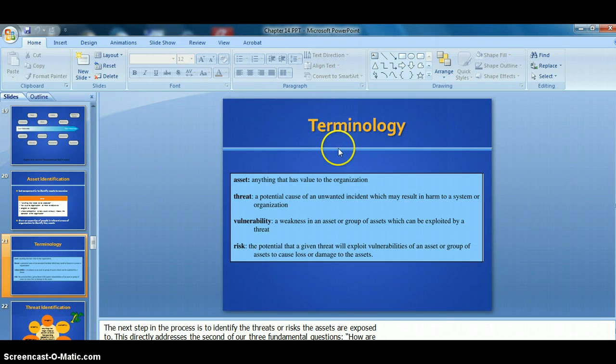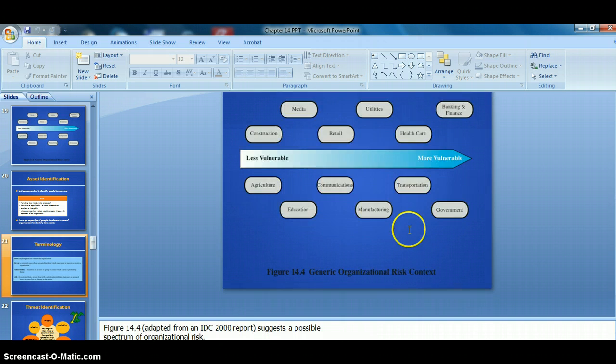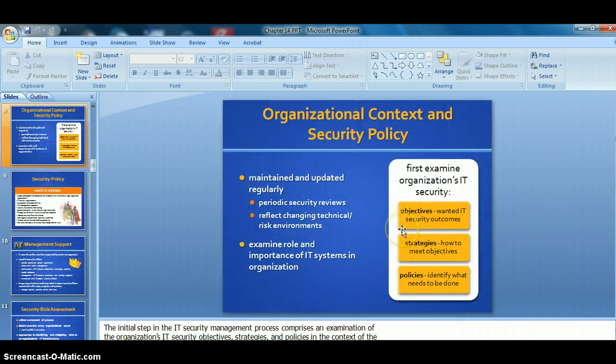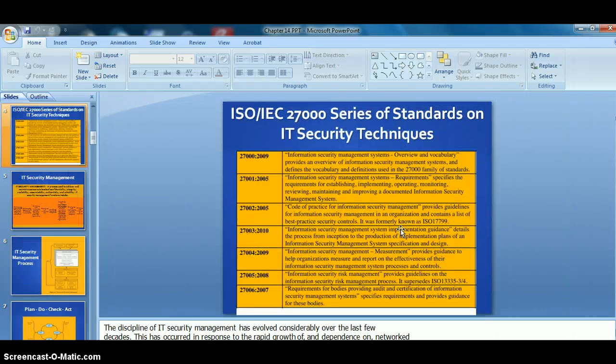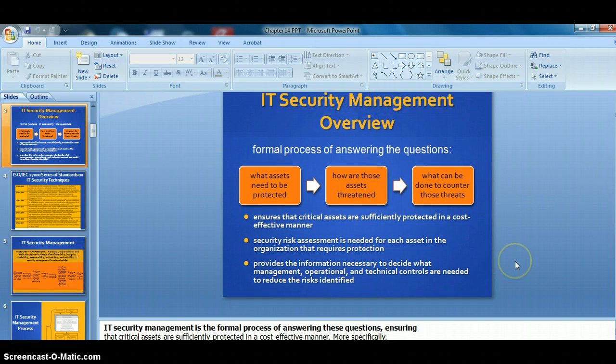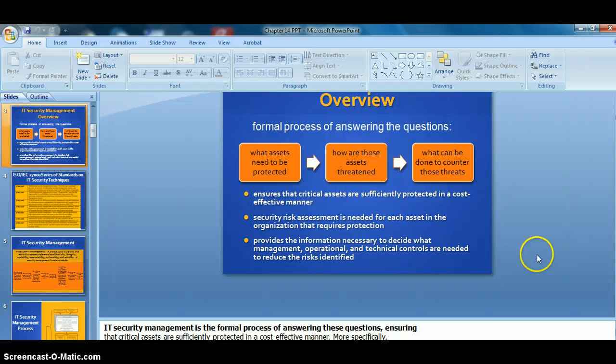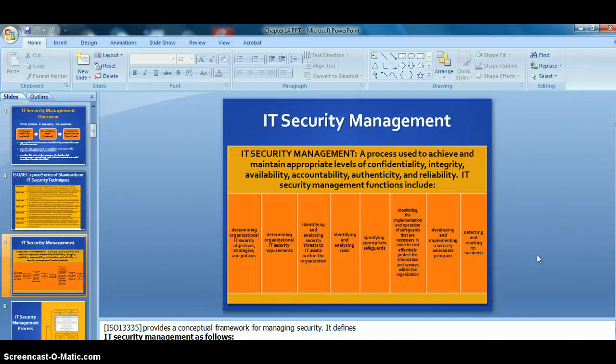Here it is. This is the terminology we have to care about when going with security management. We have what we call assets, threats, vulnerability, and risk. That's fine. Let's go back to the start here with security as IT security management. Then we go here with IT security management as a definition.